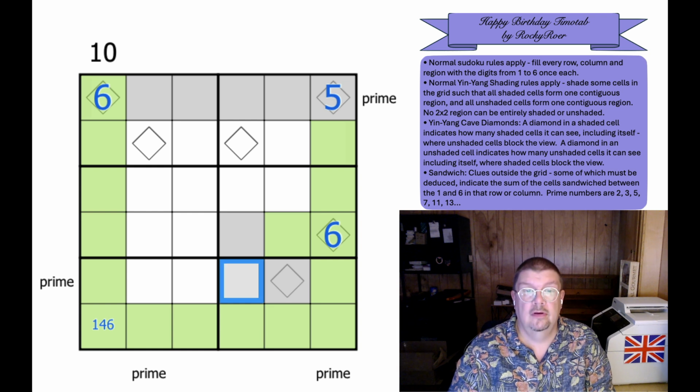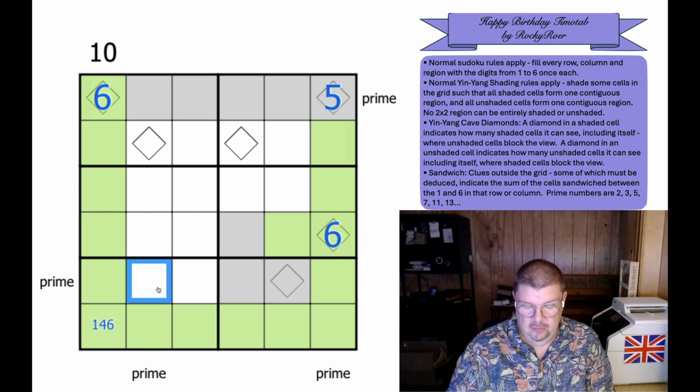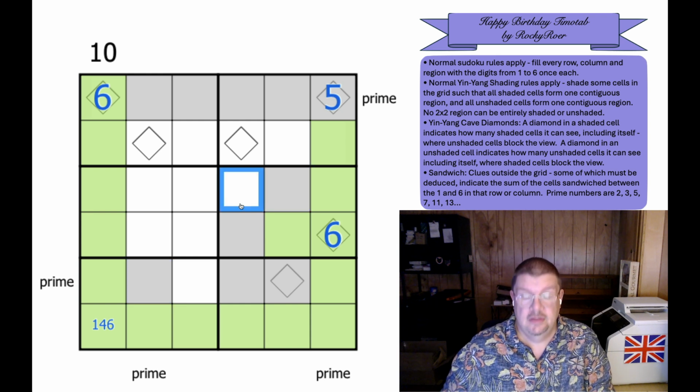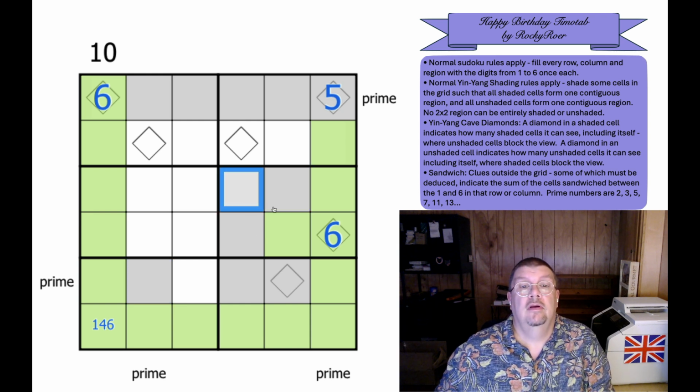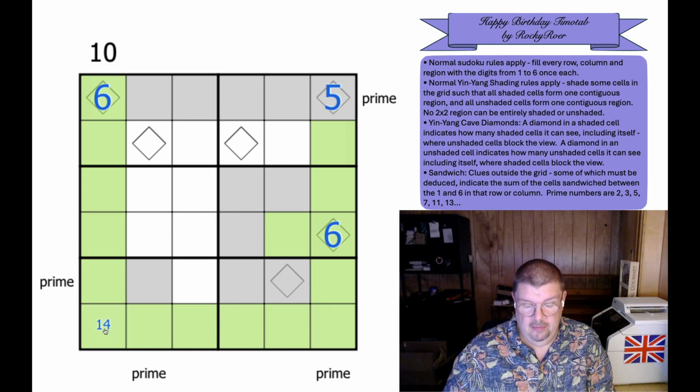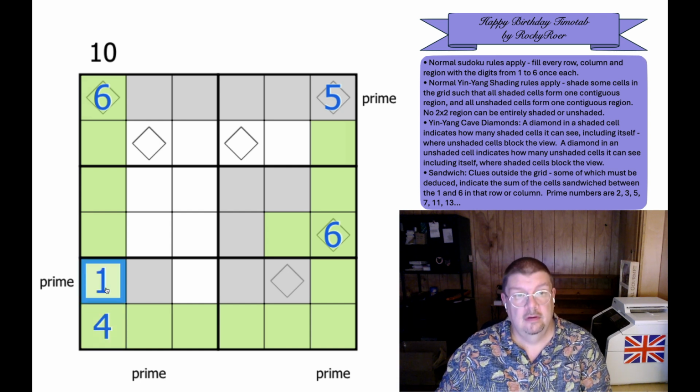All right, no 2 by 2s. Avoid a checkerboard. Avoid a 2 by 2. What else? All right, this is not a 6. Can't be a 1. That's got to be the 4. That's the outie, and that's the 1.